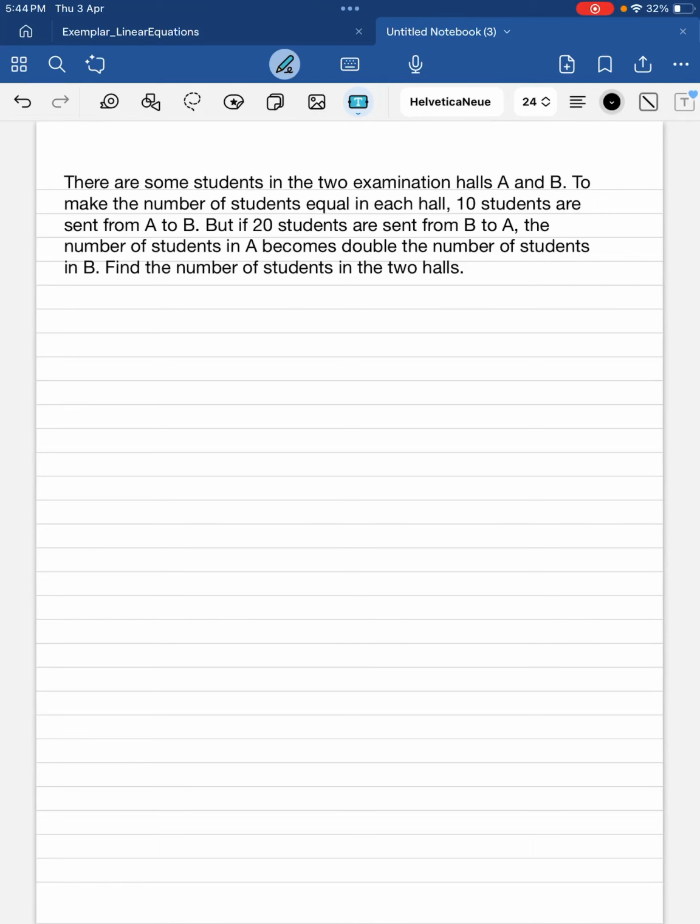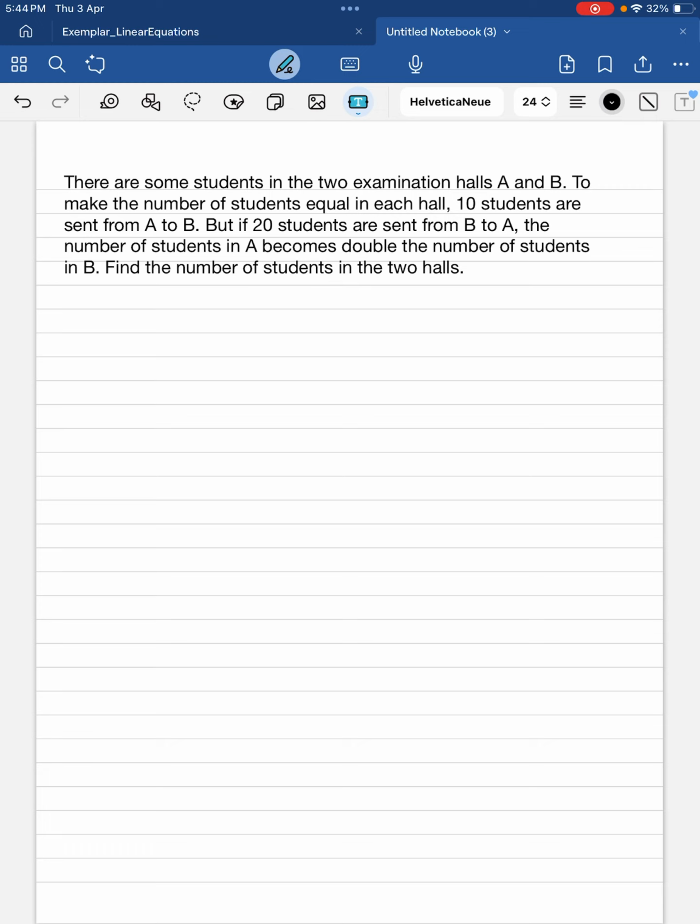Hi, today I'm going to discuss this question with you. There are some students in the two examination halls A and B. To make the number of students equal in each hall, 10 students are sent from A to B. But if 20 students are sent from B to A, then the number of students in A becomes double the number of students in B. Find the number of students in the two halls.